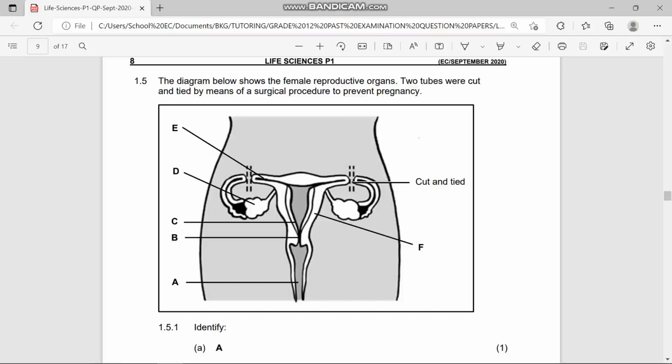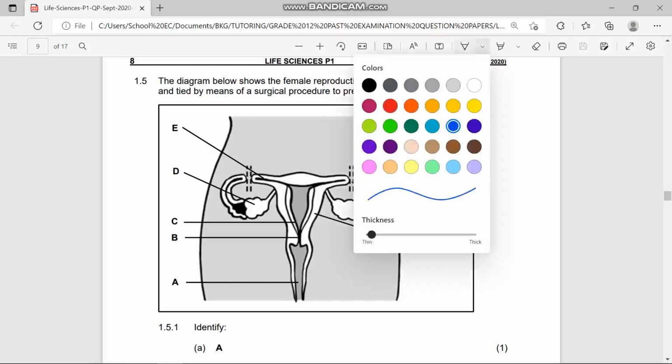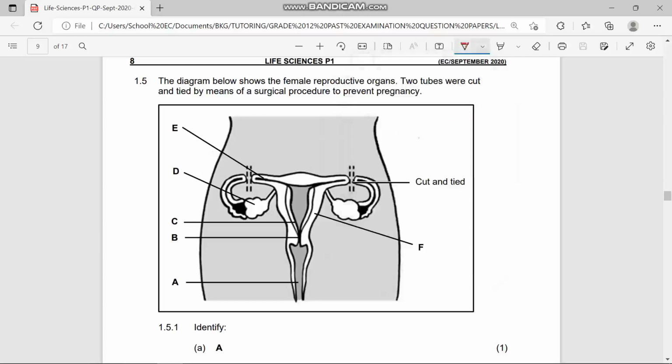1.5 says the diagram below shows the female reproductive organs. Two tubes were cut and tied by means of surgical procedure to prevent pregnancy. So this diagram shows the female reproductive organs, as you can see. Two tubes, I'm not going to name them because there will be a question that says let's name those tubes. So they were both tied by means of a surgical procedure to prevent pregnancy.